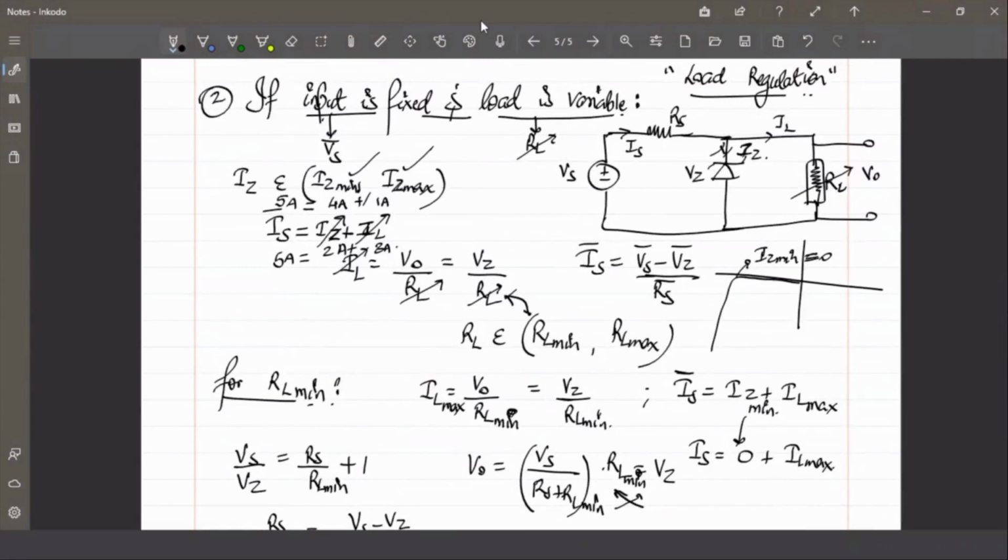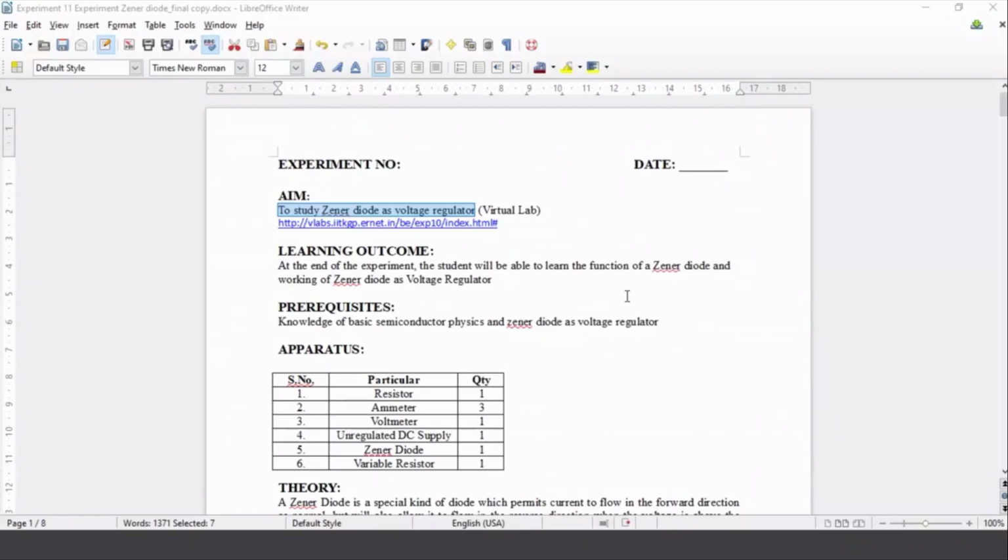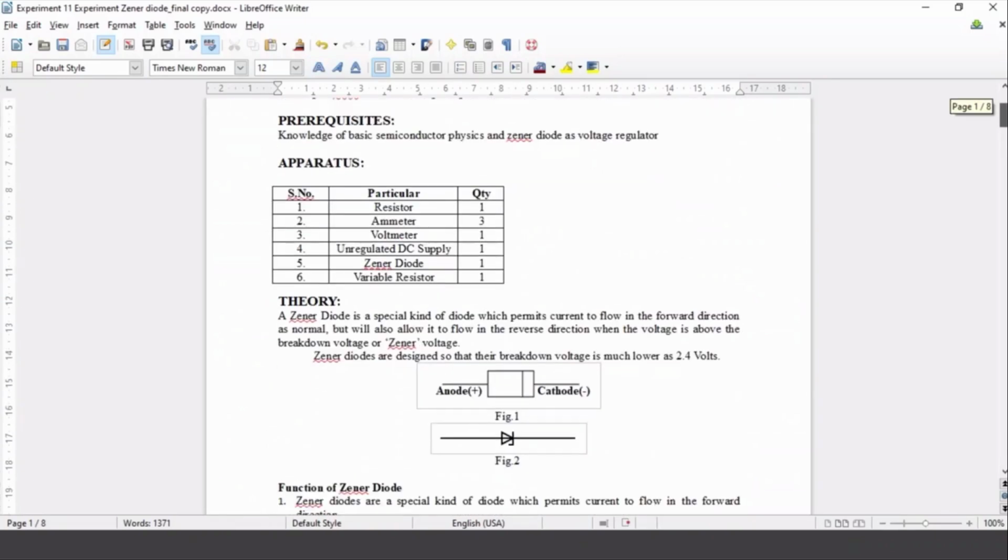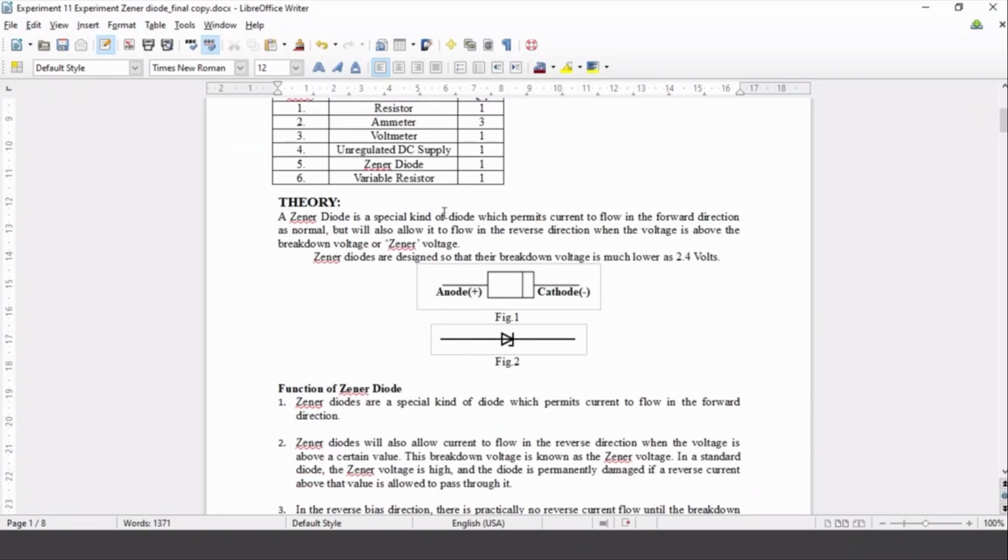So now I'll show you the manual, and there is some theory given in that manual also. Is the manual visible to everyone? Yes, sir. So this is the manual, and actually MS Word is not available presently, so that is why I'm using LibreOffice. So you may not be able to see it properly as in Word format.